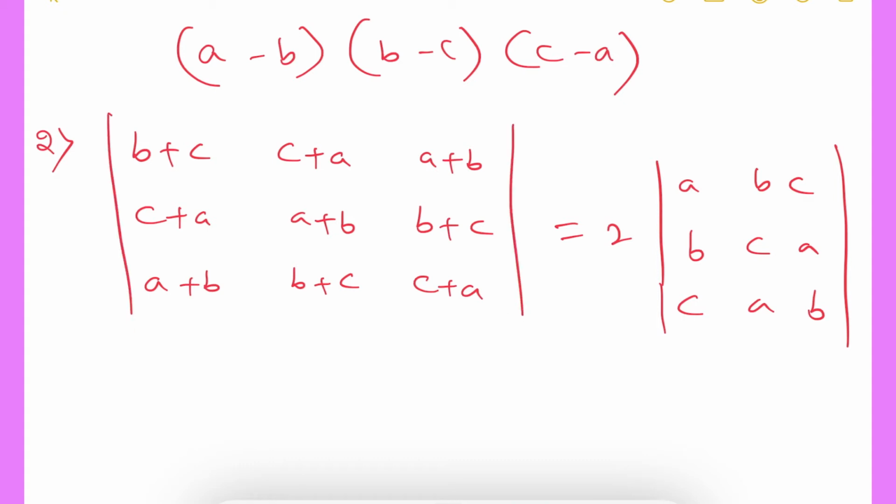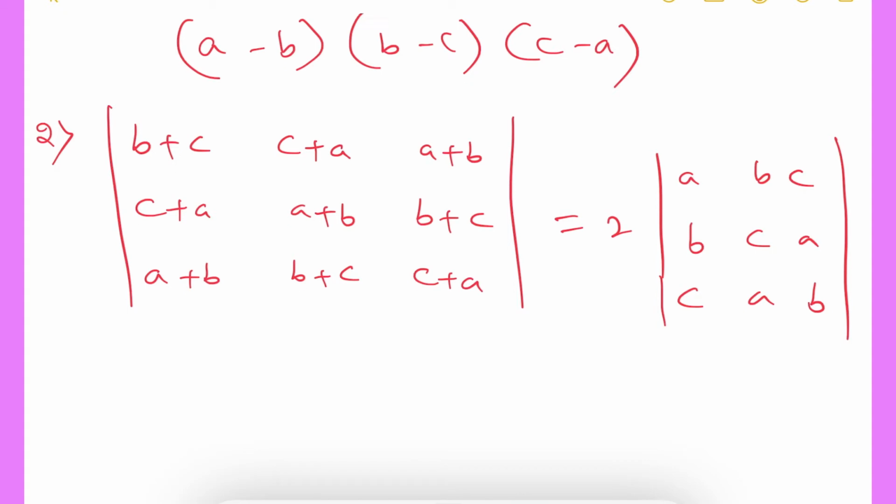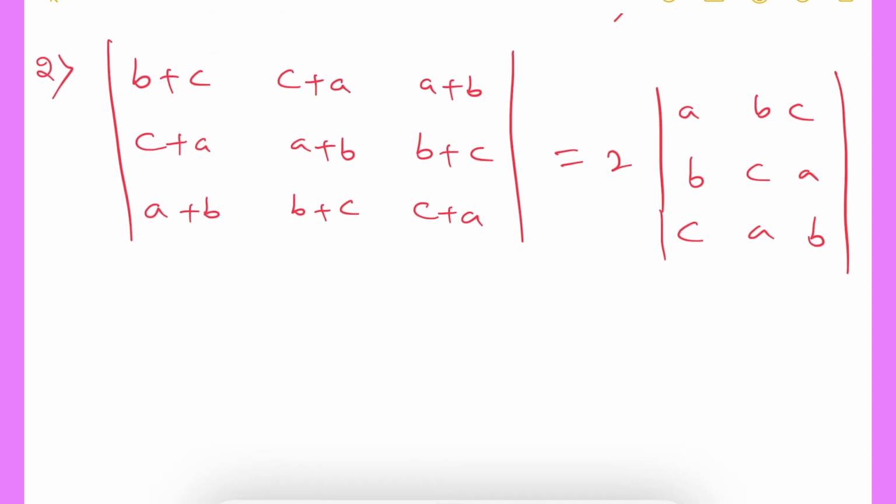He is asking us, without expanding the determinant, to show that this determinant equals 2 into the determinant a, b, c; b, c, a; c, a, b. In this question he is clearly mentioning that without expanding. Without expanding means we can't go with the first method, that is finding the determinant directly. So now we have only one option, that is the second method, changing rows and doing some modifications in the rows. Okay, let us do that now.